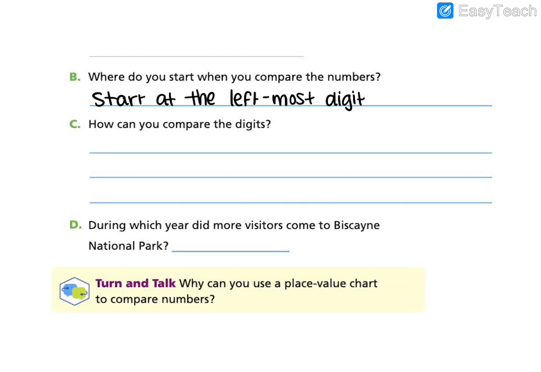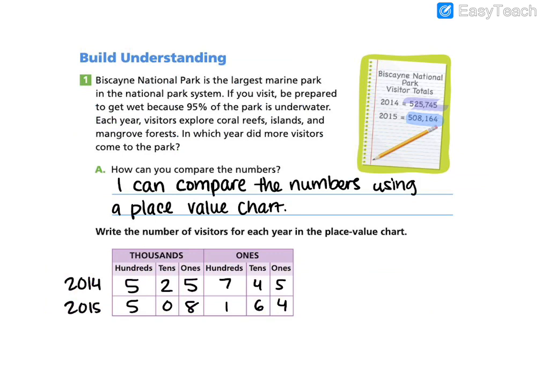And then C is asking us, well, how do we compare the digits? So if we're starting all the way to the left, we see that the digit in the leftmost column is a 5. Both have 500,000s. So once we've read that digit, we're going to move to the right. Well, we notice we have 2 10,000s here, but 0 10,000s here. So which of these numbers is greater? The amount visited in 2014, 525,000, is greater than 508,000.